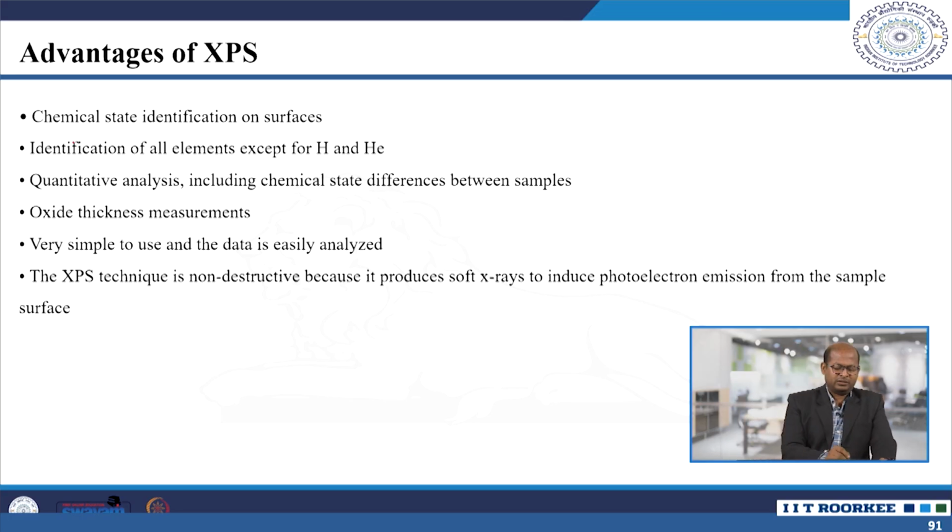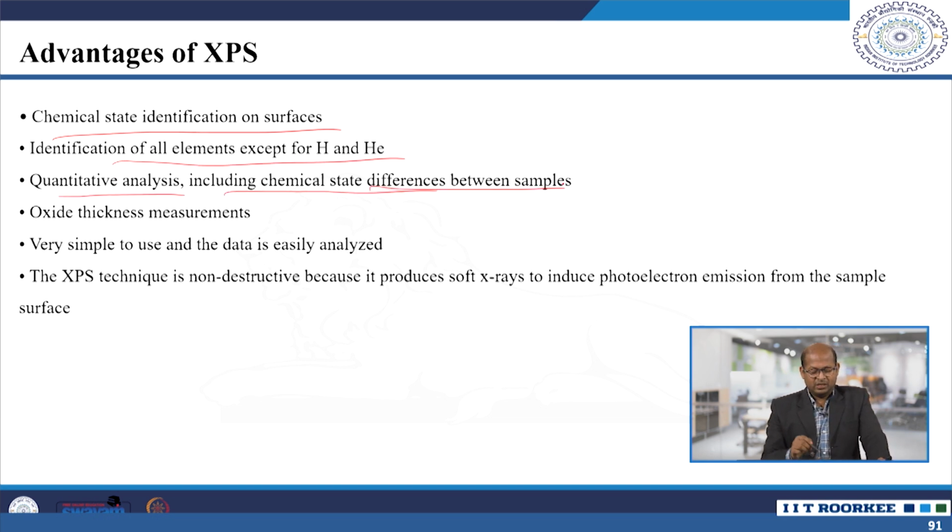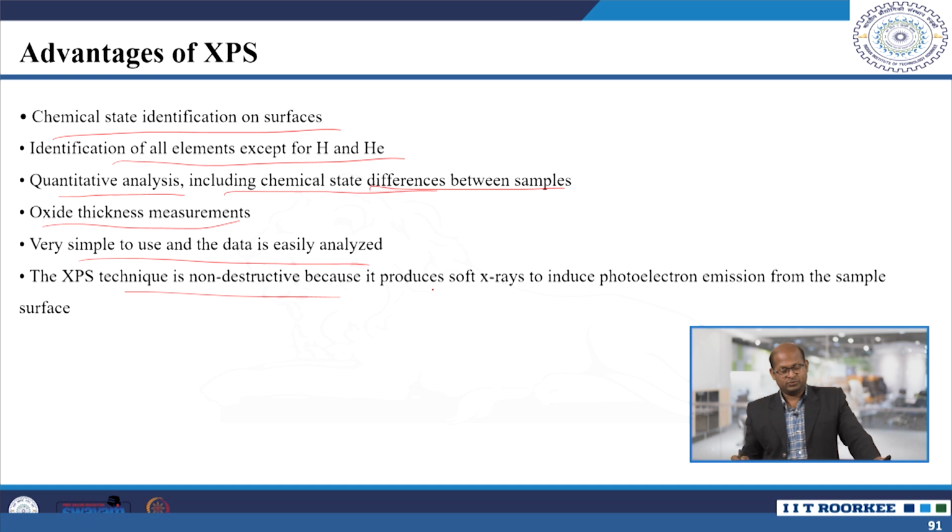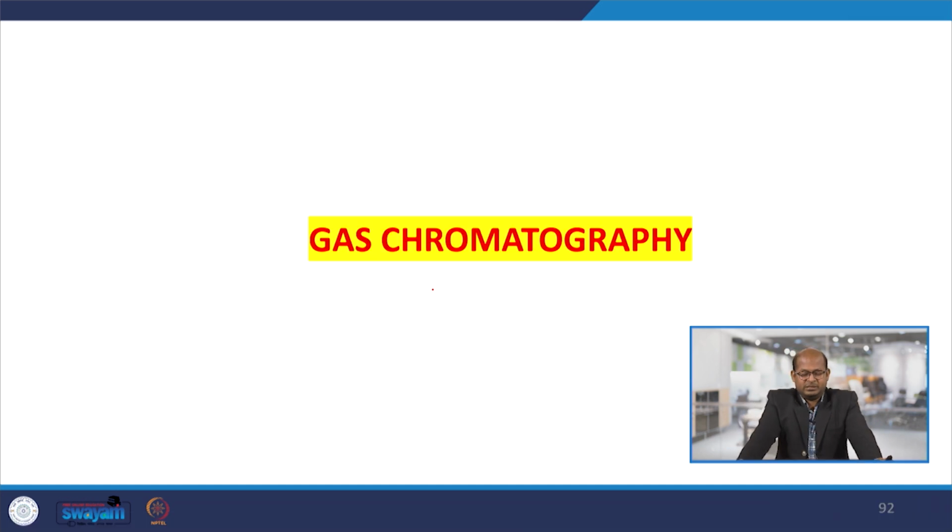Okay. With XPS we can find out chemical state identification, quantitative analysis including chemical state differences between samples, and oxide thickness measurements. These are the things we can find out with the help of XPS analysis.